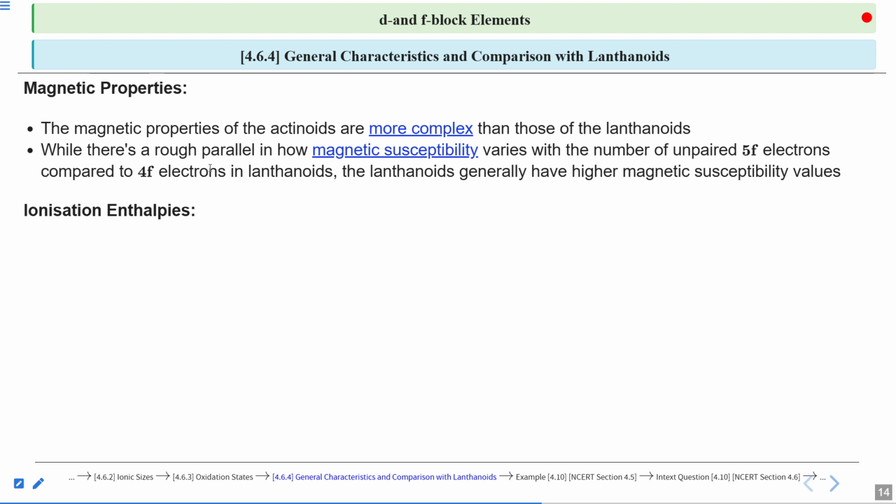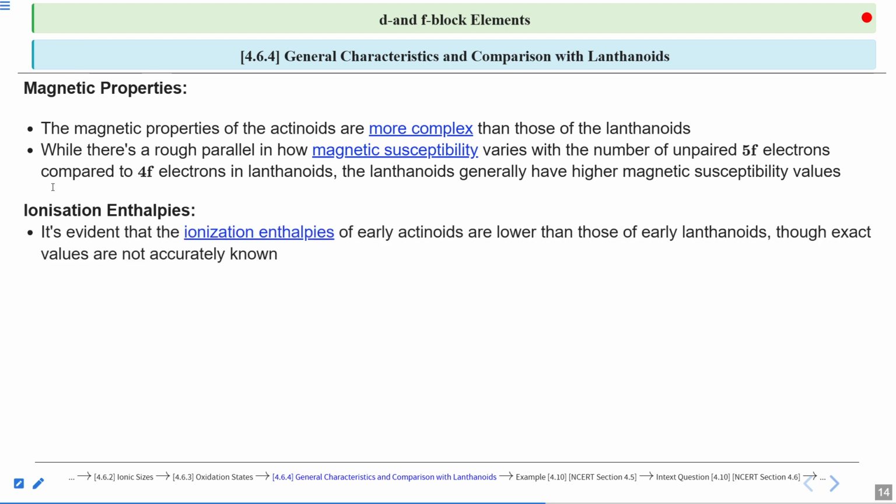Let's talk about the ionization enthalpies. It's evident that the ionization enthalpy of early actinoids is lower than that of early lanthanoids. If you remember, the first ionization enthalpy shown by the lanthanoids was 600 kilojoule per mole. Here we are saying that the ionization enthalpies of early actinoids are comparatively lower than those of early lanthanoids, though exact values are not accurately known.